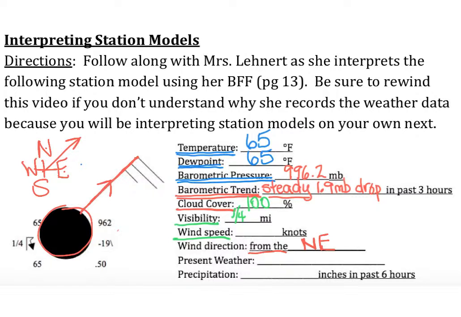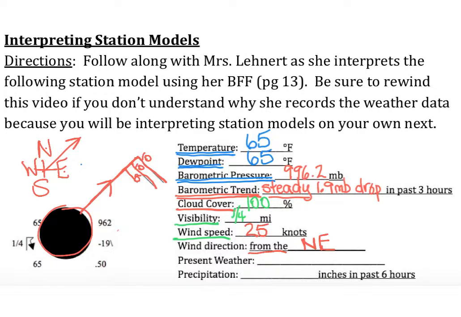And the wind speed, let's see, I've got a whole feather, which is 10, another whole feather, which is 10, and a half feather, which is 5. 10 plus 10 is 20, plus 5 is 25 knots. So my wind is from the northeast at 25 knots, which is about 25 miles per hour. That's a pretty good wind. We're not going to like that so much if it's a cold day out.